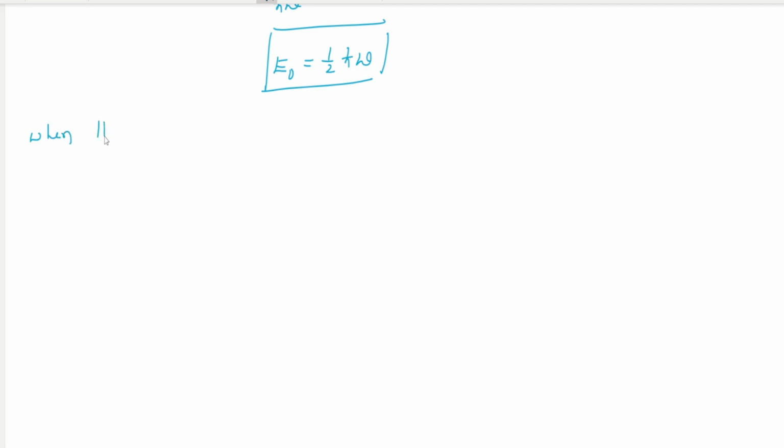When the eigenvalue equation, we know H is applying on this quantum state. This is the operator, this is the eigenstate. This is the operator, this is the eigenfunction, right? The wave function.